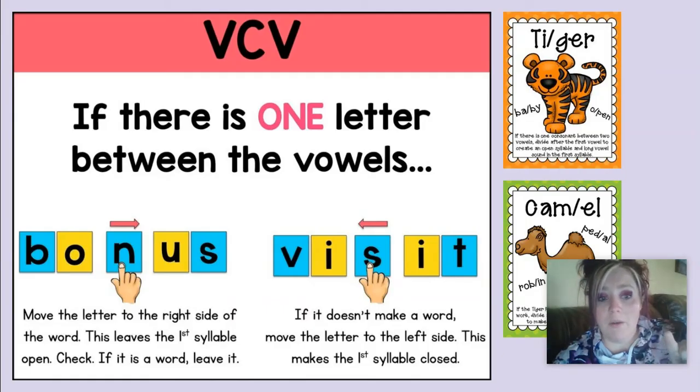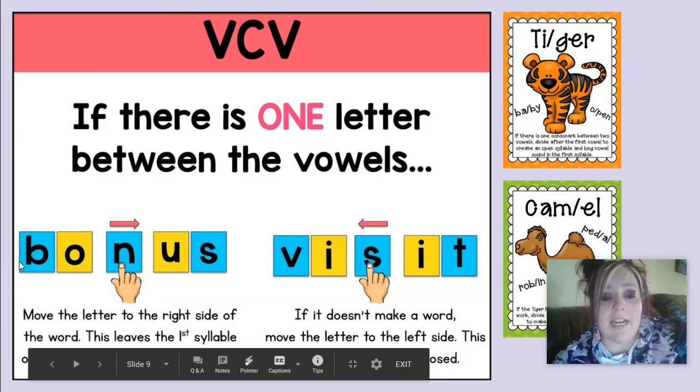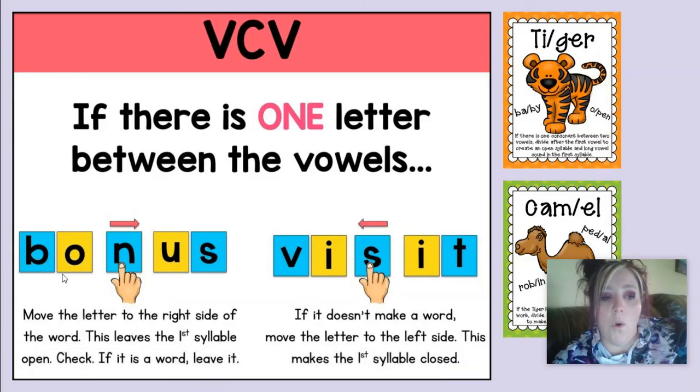So you find your vowels, and then you come and you divide. So you figure out, am I going to use a long vowel or a short vowel? Okay, if it's not a word, you have to move to the left and then make it closed. So right here, we're just deciding. So we decide this one's going to be open, bo. So we're going to make it go this way, us, nus, bonus.